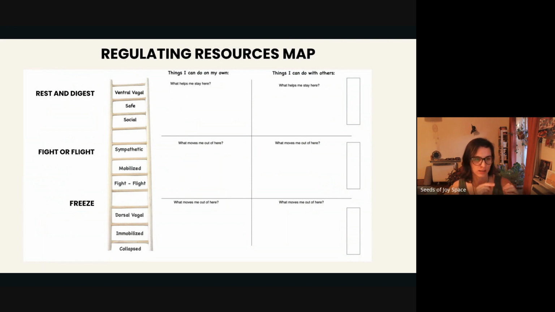So we are going to look at the regulating resources map or list. So we'll look again at each of the states. You can take your piece of paper and divide it into 3 rows and then 3 columns. On the left, freeze, fight or flight, and rest and digest. Your second column is things I can do on my own, and the third column is things I can do with others.